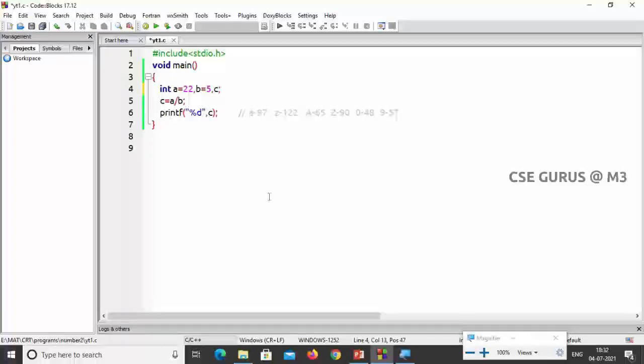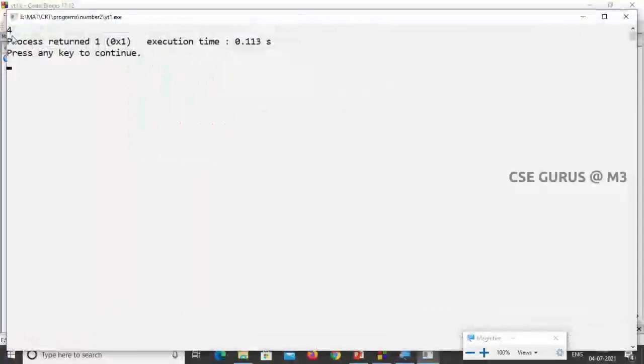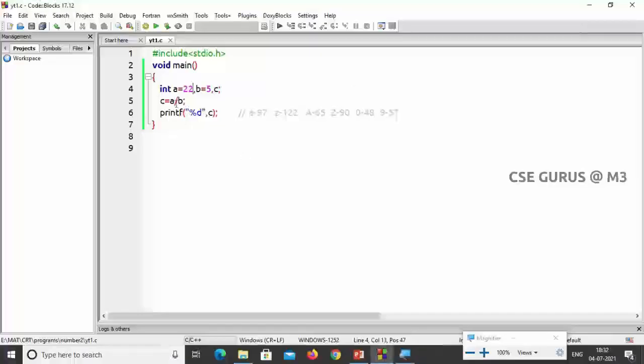So we know that the output is 4.4, right? So the output should be 4.4. You can see the output here, only 4 you got. So why did we get 4 only? That means you have the division where you have taken it as integer, right? You have taken it as integer, that's why it is 4 only. So the decimal positions will be ignored, right?